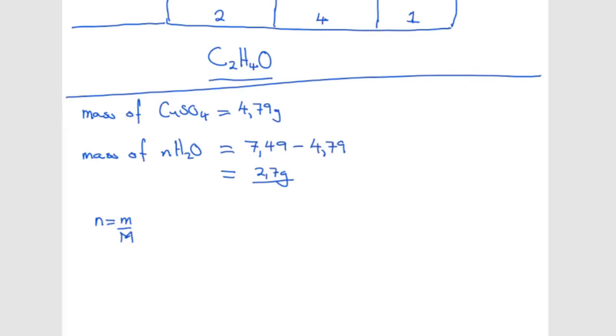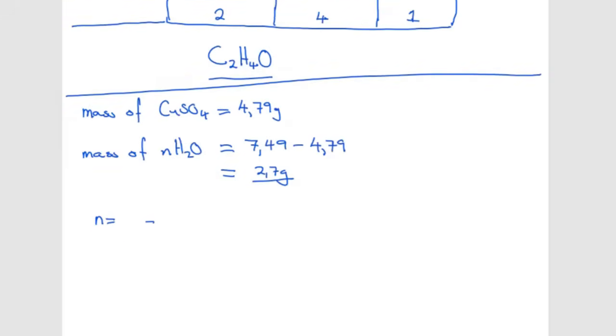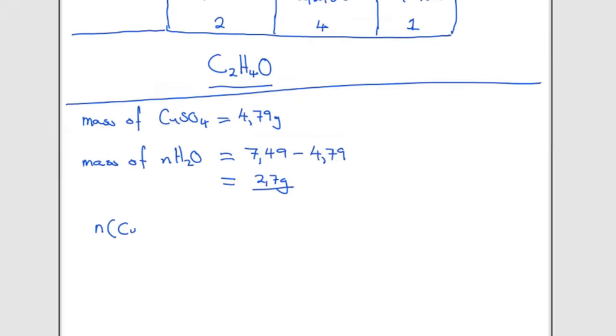Therefore, to proceed, I can start with the number of moles of copper, which I can write in brackets as the number of moles of CuSO4, equivalent to m over M. So this is equivalent to the mass given for copper sulfate, which is 4.79, all over the molar mass of copper sulfate.